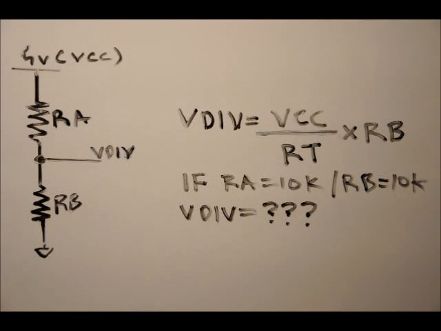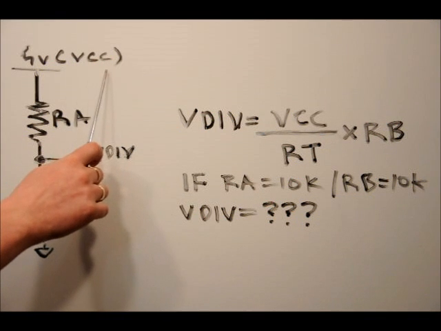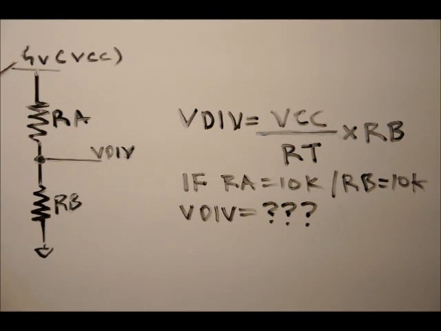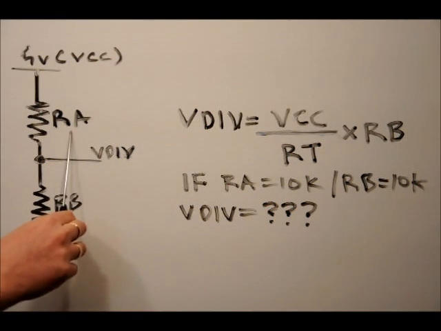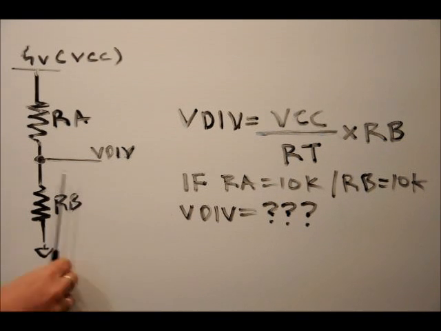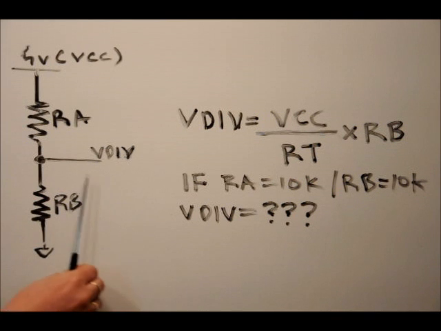So what we have here is a VCC. VCC is just a power supply reference. It's 5 volts in this case. We've got RA and RB. Now in the case of RB, which we'll see in just a few minutes, RB is actually our light dependent resistor, our LDR, and that changes based on how much light is hitting it.